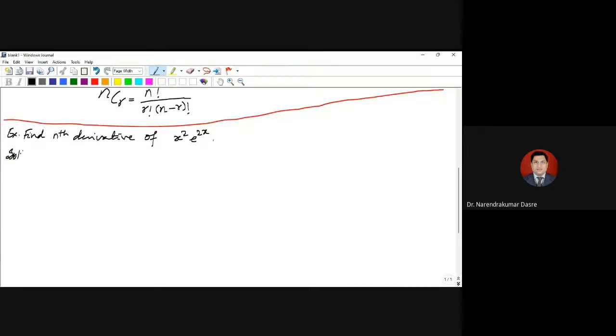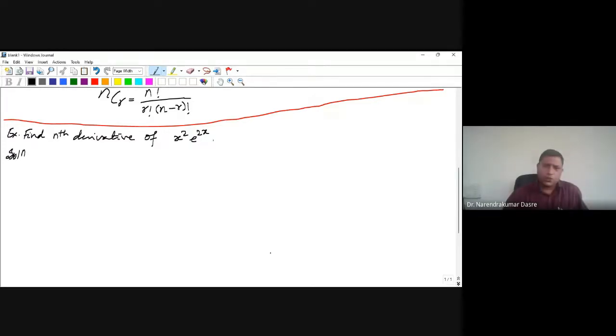We have to choose u and v. Let y be the function x square into e raised to 2x. Now this is an algebraic function and this is an exponential function. The nth derivative of both of these exists. I can find the nth derivative of this term also, and of this term also. Now the question is which is going to be u and which is going to be v.